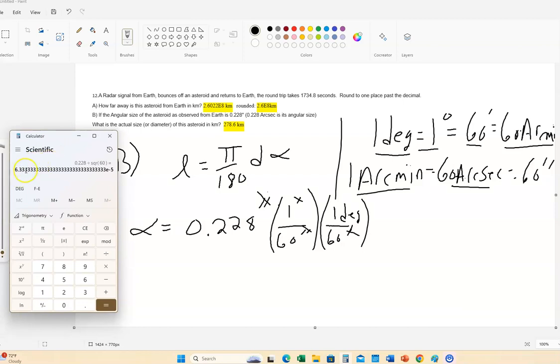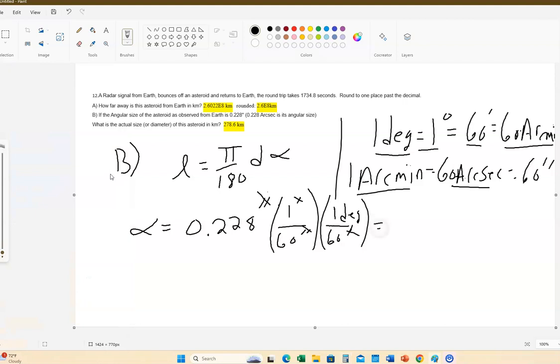If you round it right there, 6.3 times 10 to the minus fifth. Notice the little e with the minus fifth. So that's a really, really small number. I'm going to write that down: 6.3 times 10 to the minus fifth. That's the angle, and of course this is in degrees.